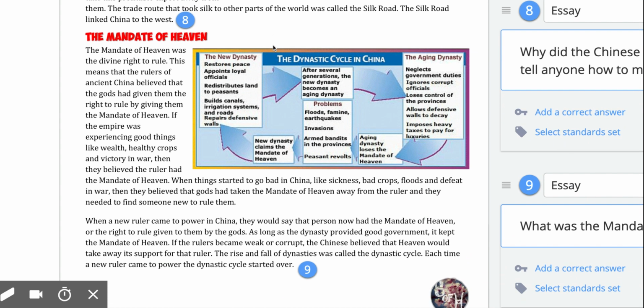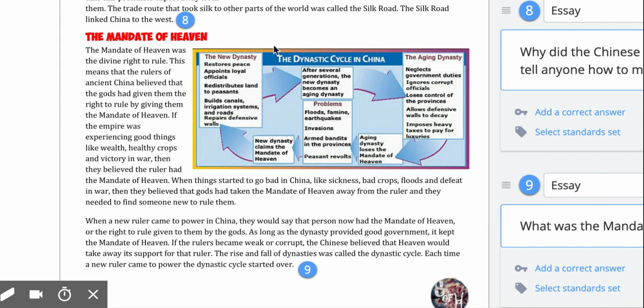The Mandate of Heaven. The mandate of heaven was the divine right to rule. This means that the rulers of ancient China believed the gods had given them the right to rule by giving them the mandate of heaven. If the empire was experiencing good things like wealth, healthy crops, and victory in war, then they believed the ruler had the mandate of heaven.